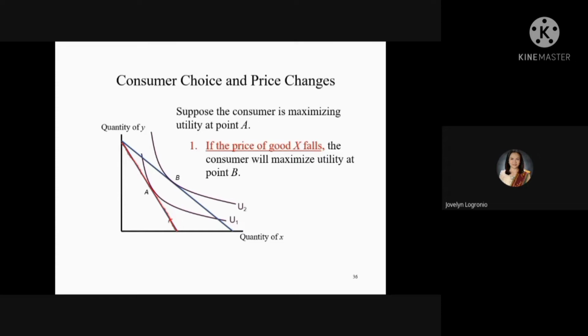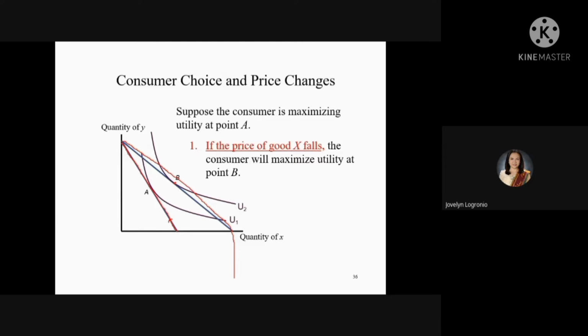Then, as price of X decreases, so the budget line now rotates to the right. And hypothetically, the new optimum point is at point B. What happens to the quantity of X? Since the price of X now decreases, then by substitution effect, consumer will buy more X. Then by income effect, the consumer, since good X is now cheaper, then the purchasing power or the real income of the consumer is now here. So quantity of good X further increases.